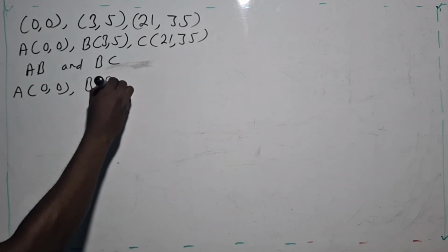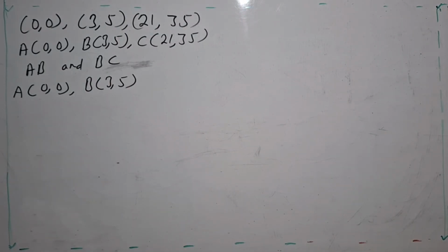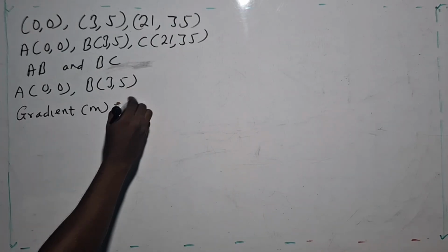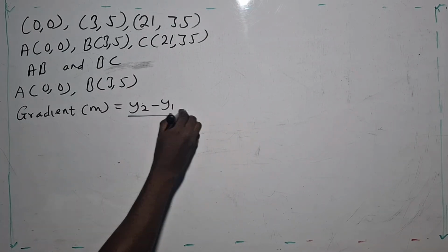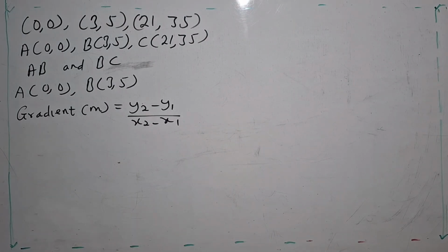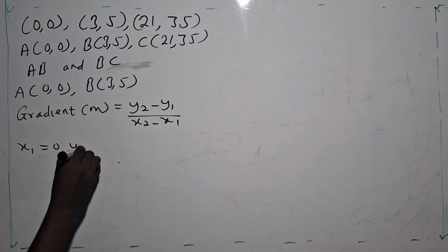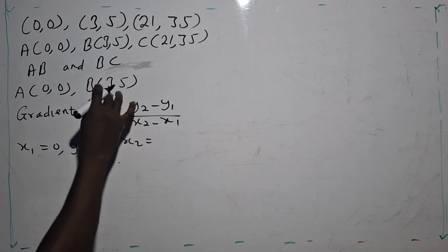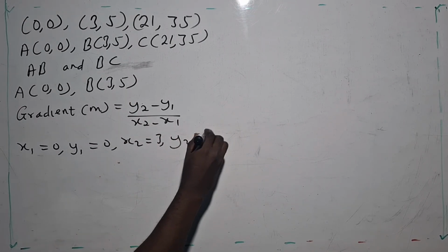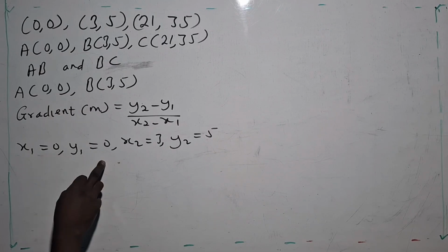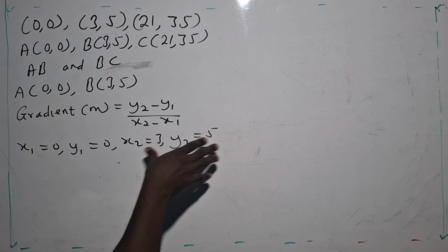Now B is (3, 5). Yes, and we know the gradient of a line. Now the gradient, which is small m, what's the formula? It's y2 minus y1 all over x2 minus x1. Now according to the point here, x1 is 0, y1 is 0, x2 is 3, and y2 is 5.